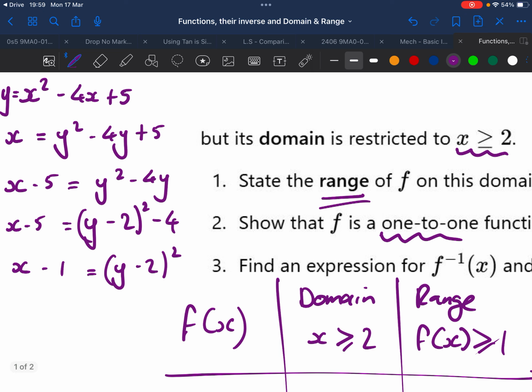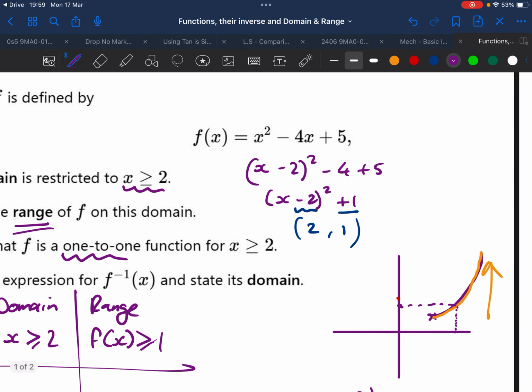The root, I'm only going to take the positive root here, and I'll show you why in just a second. So x minus 1 equals y minus 2. The final answer is going to be y equals root of x minus 1 plus 2. Now, why have I only taken the positive?